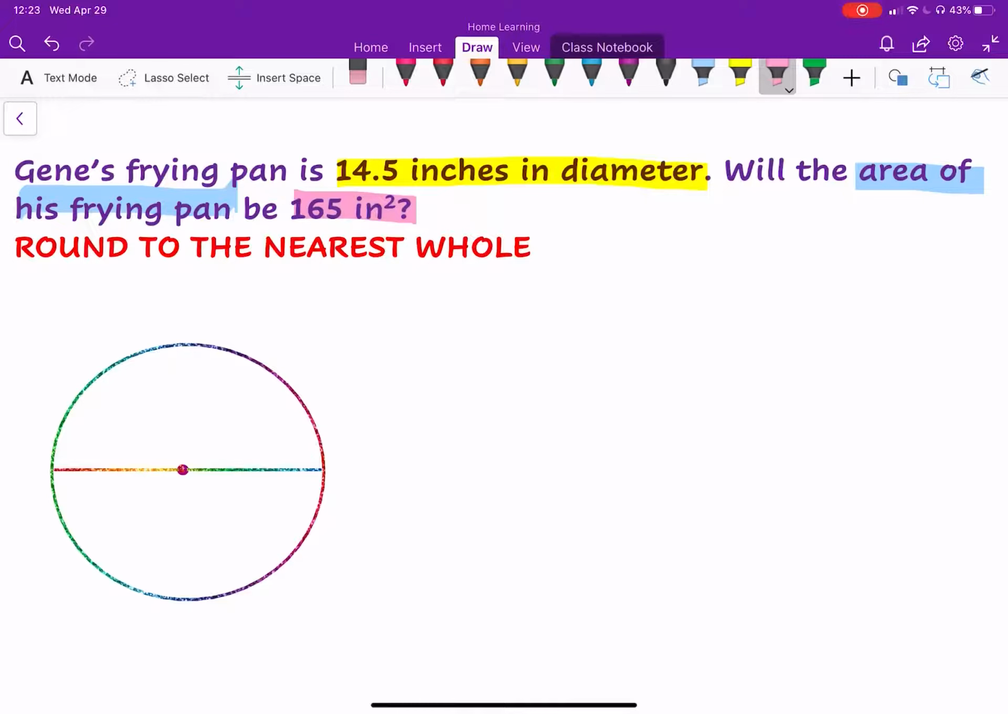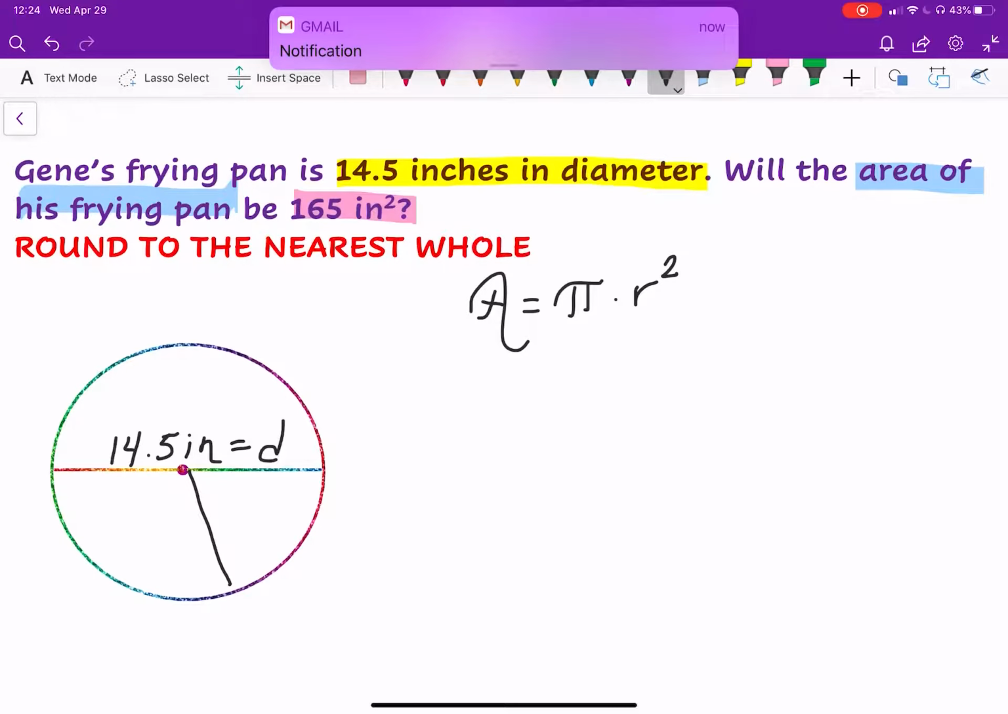Let's write down the formula for area. We know that area is equal to pi times r squared, but we are not given the radius here. We know that the diameter is 14.5 inches, and in order to use the formula, we need to find the radius, which is just half of the diameter.